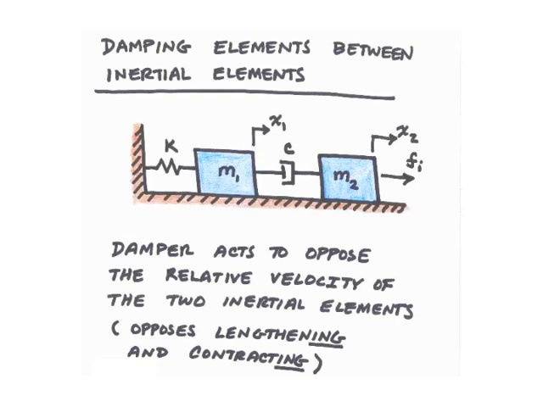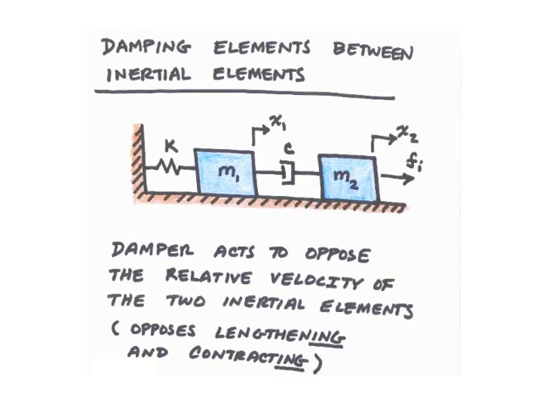We'll now examine a system with two masses and a damper in between them. Mass M1 is tied to a wall by spring K. Between M1 and M2 is the damper, and we have an input force acting on M2. Now, this problem can be a bit tricky compared to the single mass problem. The important thing to remember is the damper acts to oppose the relative velocity between the two inertial elements. That is, it opposes lengthening and contracting.